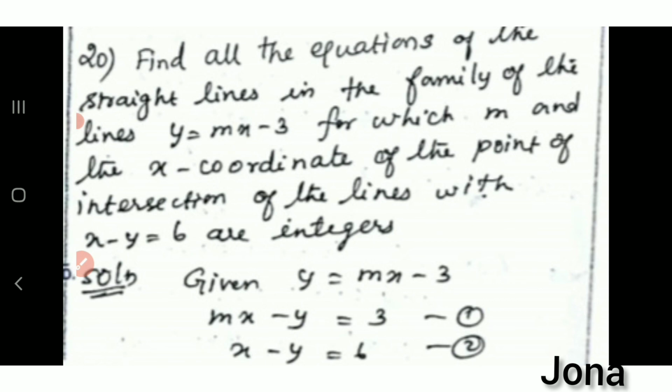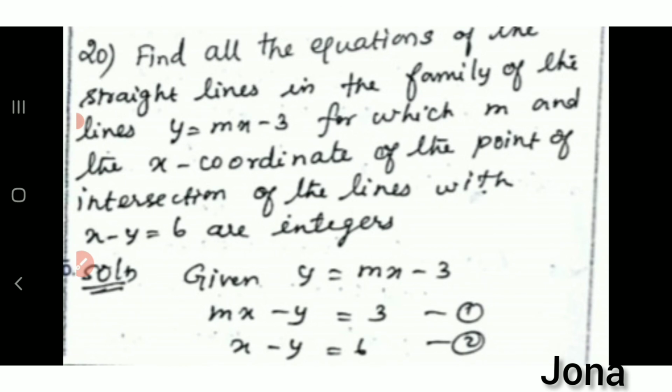Find all the equations of the straight lines in the family of the lines y equal to mx minus 3. So the given equation is y equal to mx minus 3. Take everything to the left hand side, so that we have mx minus y equal to 3. And one more equation is given, x minus y equal to 6.